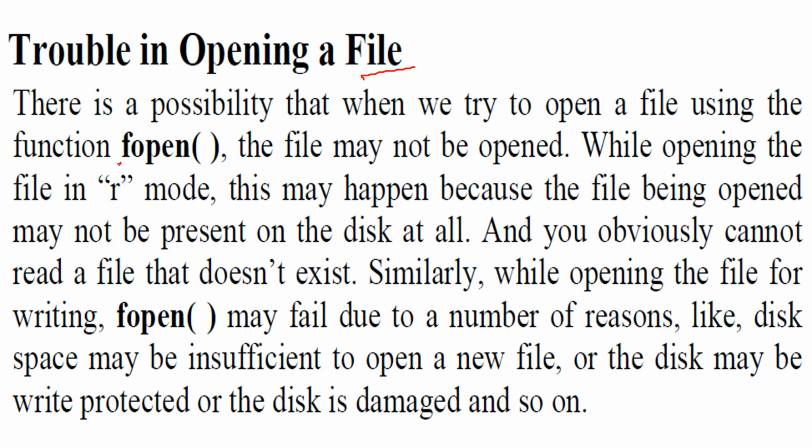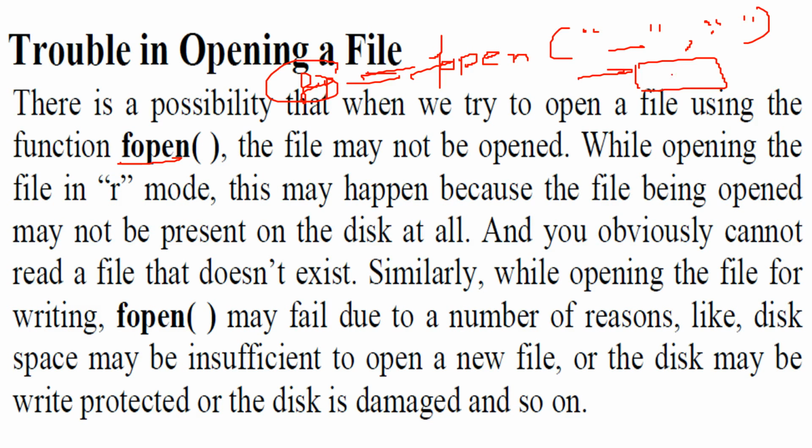So fopen we use for opening a file, and in this fopen we pass the name of the file in double quotes, and the mode in double quotes. Now when we try to open and assign it to FP, the FP should get the pointer to the first character of the file, but it may happen that the file doesn't exist. So what will fopen do? It will fail. How will it indicate that it is failing? It will pass NULL to the FP, right?